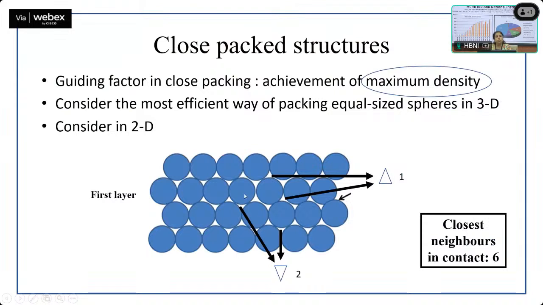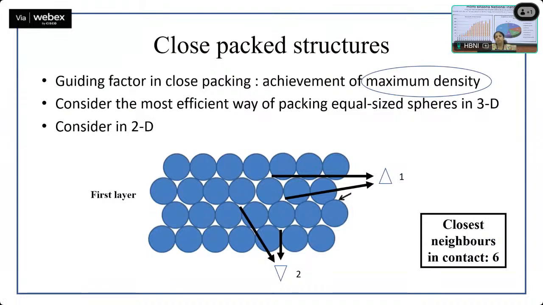So the closest neighbors in contact, if I'm concentrating on any one particular circle, are 6. If you concentrate on this 2D packing, there are some interstices that you can look at. These are triangular interstices. There are two types of triangular interstices: one like this, which are triangles pointing upwards, and one like this, which have the triangle pointing downwards.